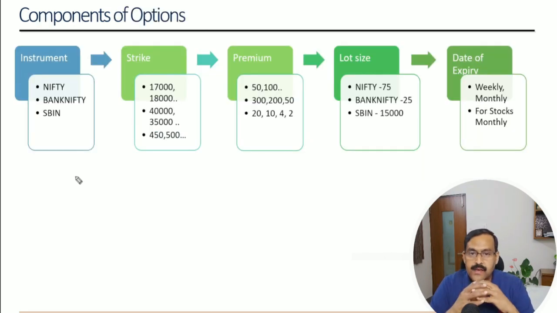Coming to the components of the options, we saw the components of the future. So like in future, we have the instrument. It could be Nifty, Bank Nifty, or any of the stocks. And we also have the lot size, which is the same as in case of future. And the expiry date, it could be weekly, monthly, or quarterly, like in futures. So these three components are exactly the same as in case of future.